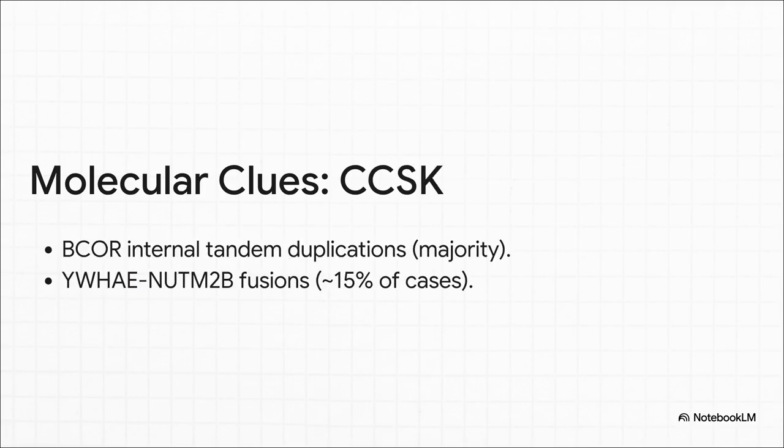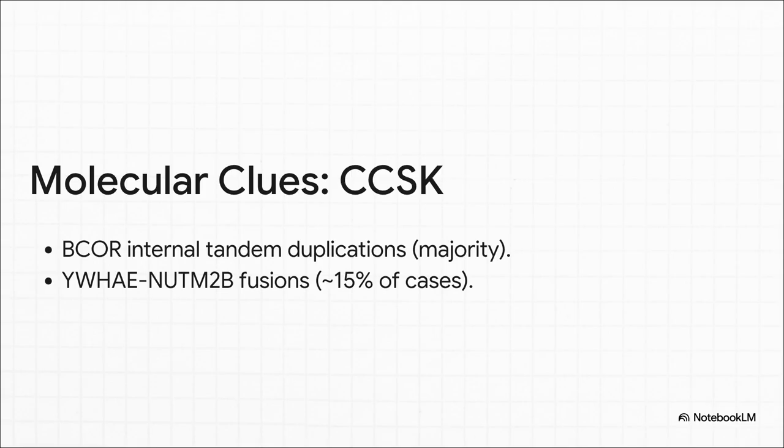And for our great mimicker, clear cell sarcoma, molecular testing can be an absolute lifesaver. The most common thing you'll find is something called a BCOR internal tandem duplication. A smaller group will have a YWHAE-NUTM2B fusion. Finding one of these can be the final piece of the puzzle that lets you confidently sign out a really difficult case.